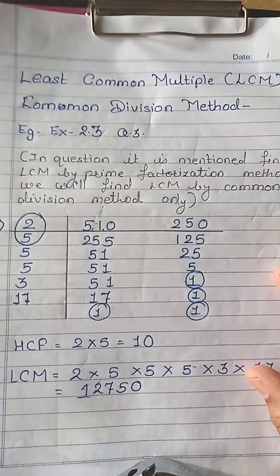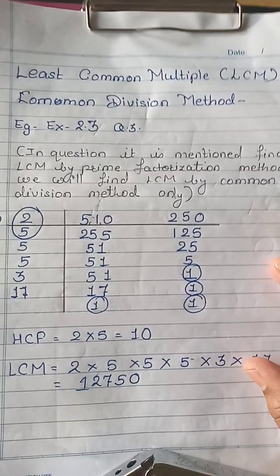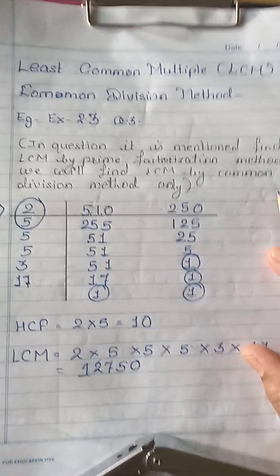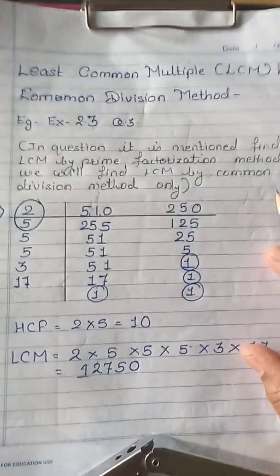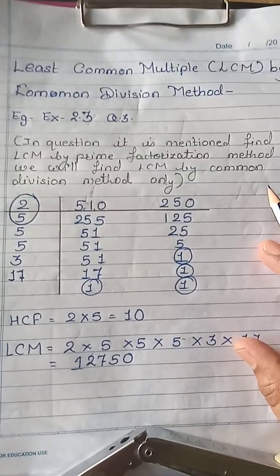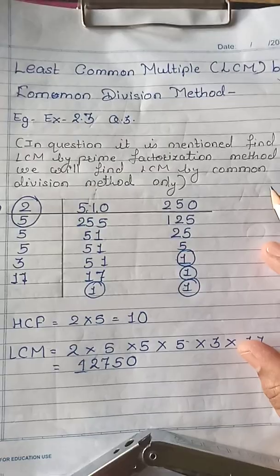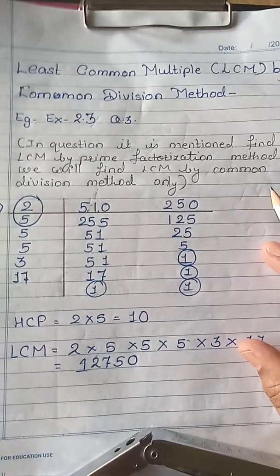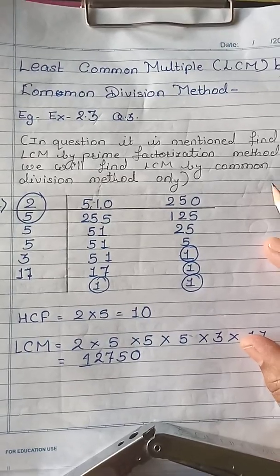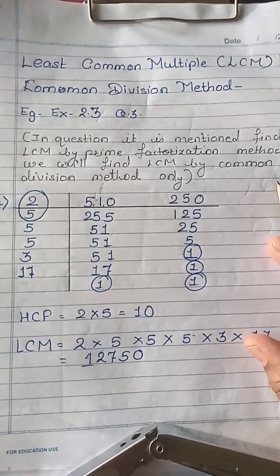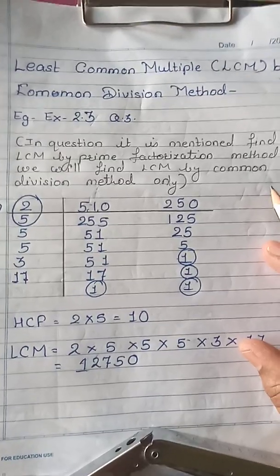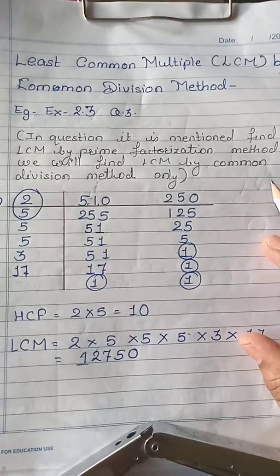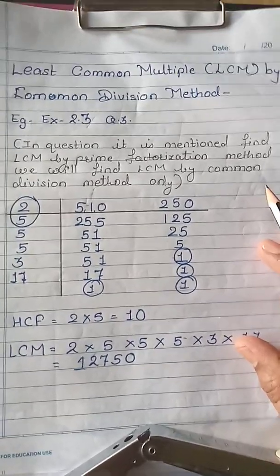In our last period, we learned about the highest common factor by the common division method and the long division method. Today, we will learn the least common multiple, that is LCM. We will find LCM only by the common division method. In your book, in the exercise, it is particularly mentioned as the prime factorization method, but we will not use that. We will use only and only the common division method to find the least common multiple, that is LCM.